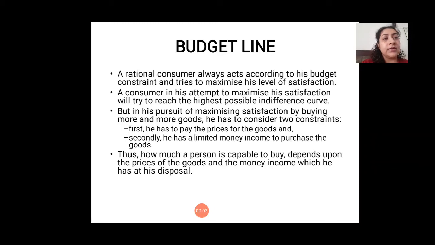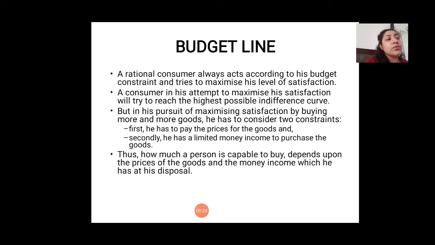Today we'll further our discussion and study the budget line. We have already discussed what an indifference curve is. It shows different points which give an equal level of satisfaction. Now, the budget line is very important.